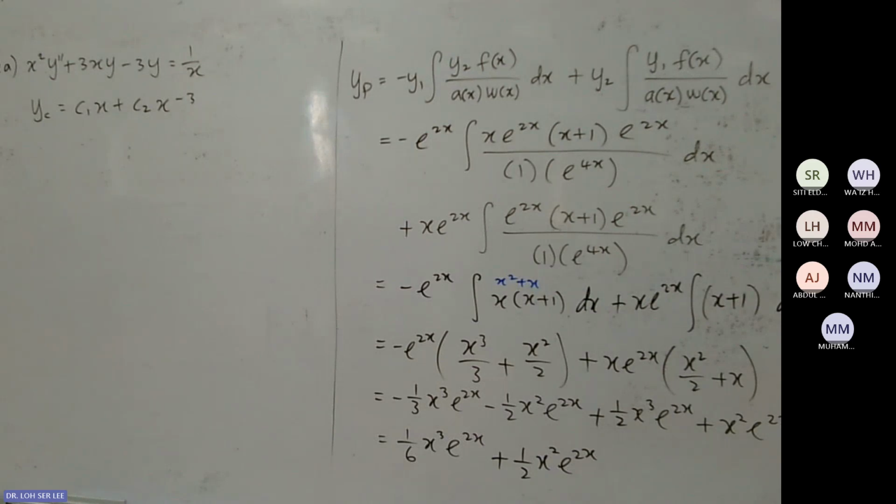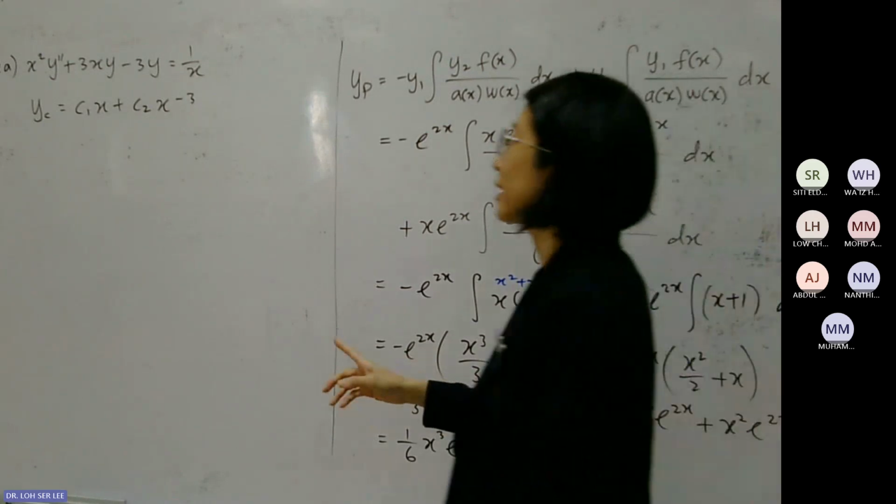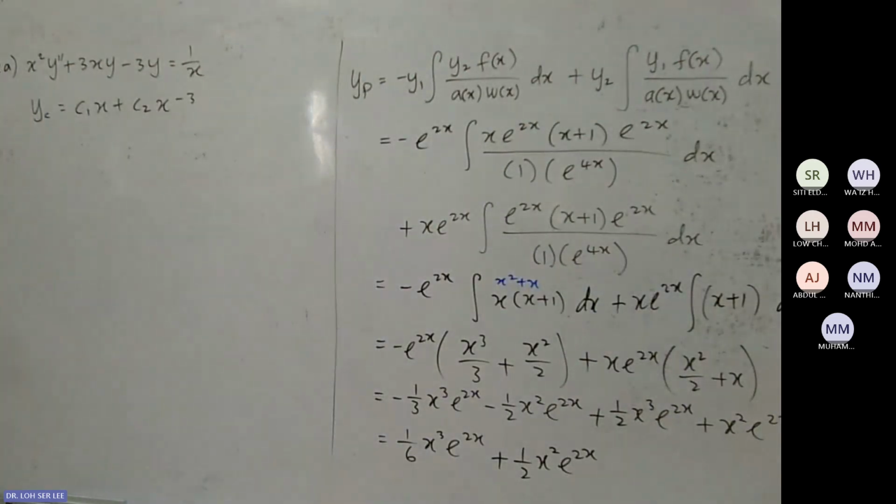Okay, question number 2. You are given YC because A, B, C are not all constants. A is x squared, B is 3x, C is -3. These are not constants, so that's why the YC is given. When you have the YC, that means you have the Y1 and Y2, where you can compute the Wronskian.